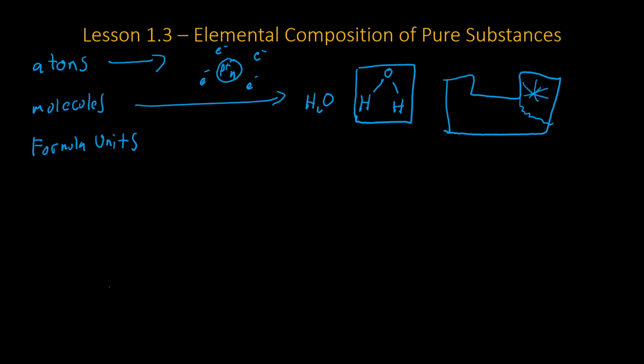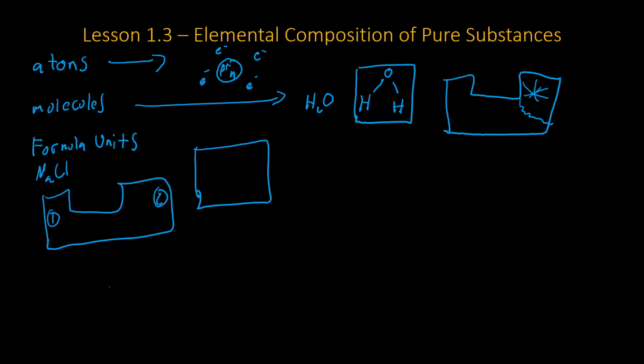Then formula units are things like NaCl, sodium chloride, so table salt. If you look at the periodic table now, you're going to have one element from the left and one element from the right that makes a type of salt. And these are all going to be differentiated by formula units. If I had a sample of salt, what you're going to see is sodium, chlorine, sodium, chlorine, sodium, chlorine.